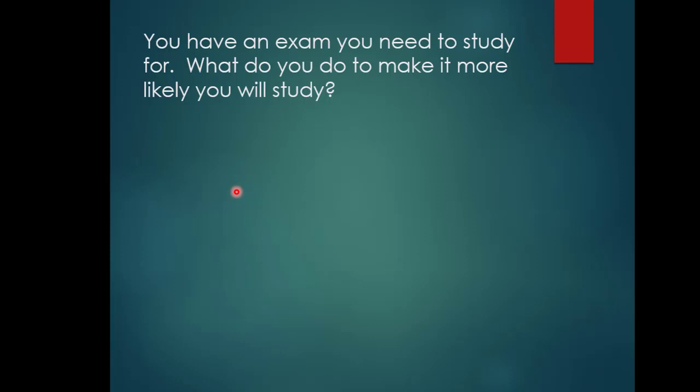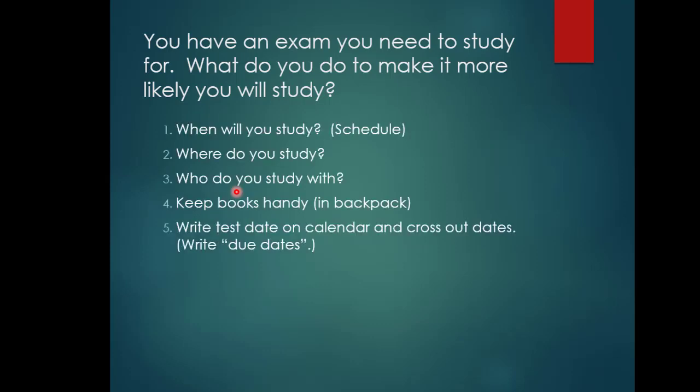Hopefully you've written some things down. Here's some things that students have written down in the past. So if you want to study for an exam, you might figure out the best time of day to study. Where do you study? Who do you study with? You want to keep your books handy in your backpack. You might write out the date on your calendar when the test is going to be to remind yourself. And we're going to talk about all of these at the end of the lecture and figure out what category of antecedent control they fall into.